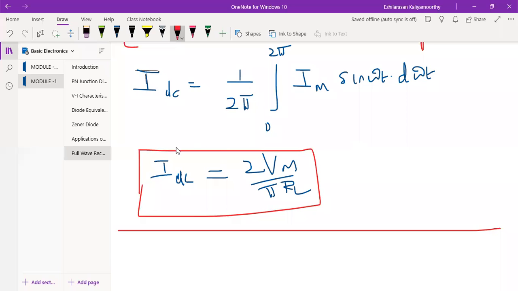In the next class, let us solve the other factors related to the full wave rectifier.